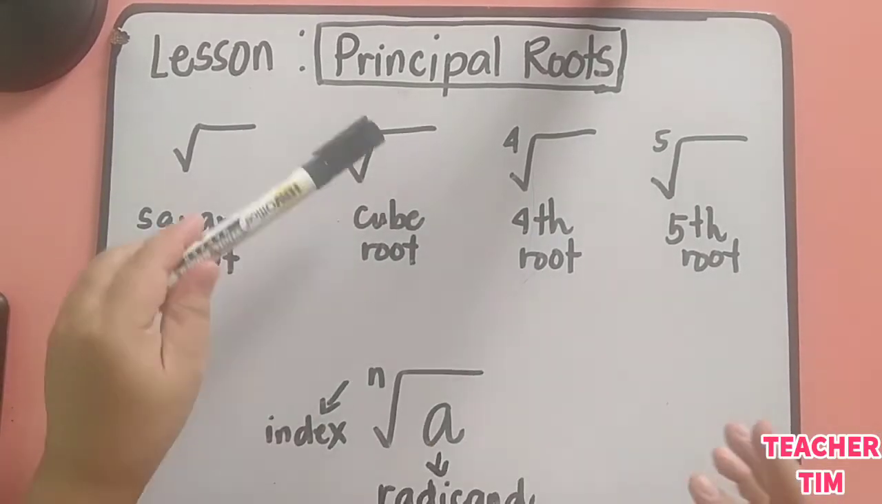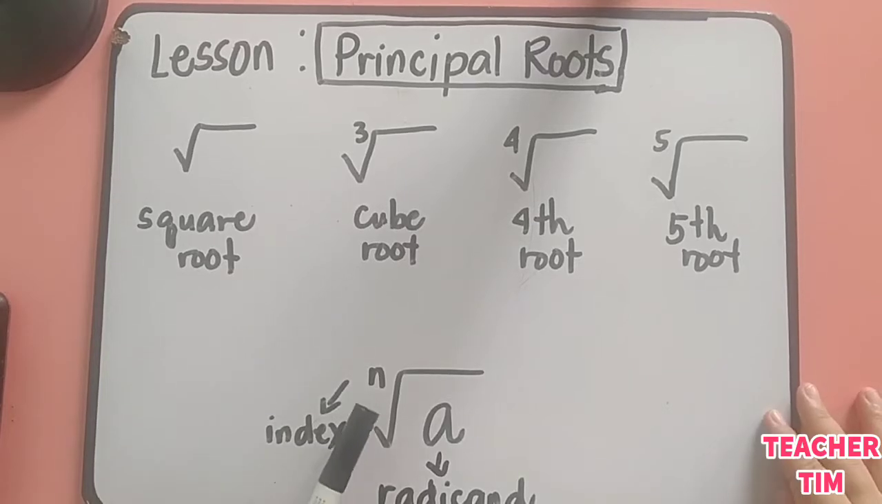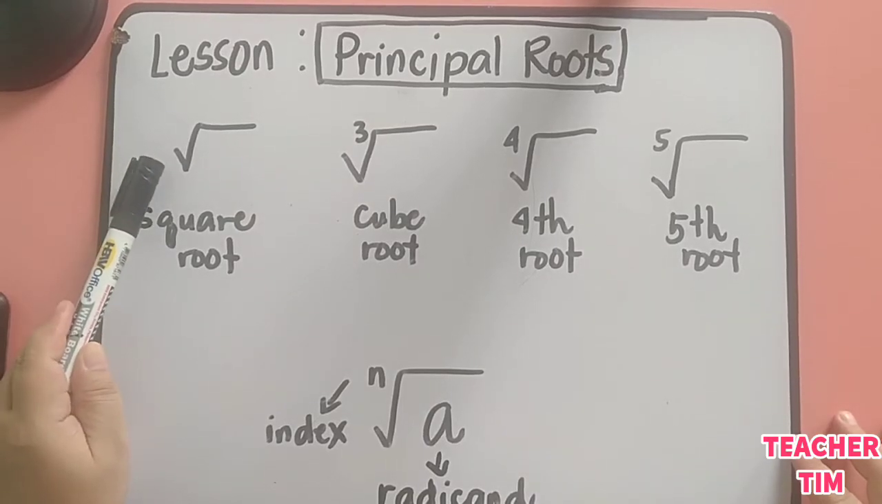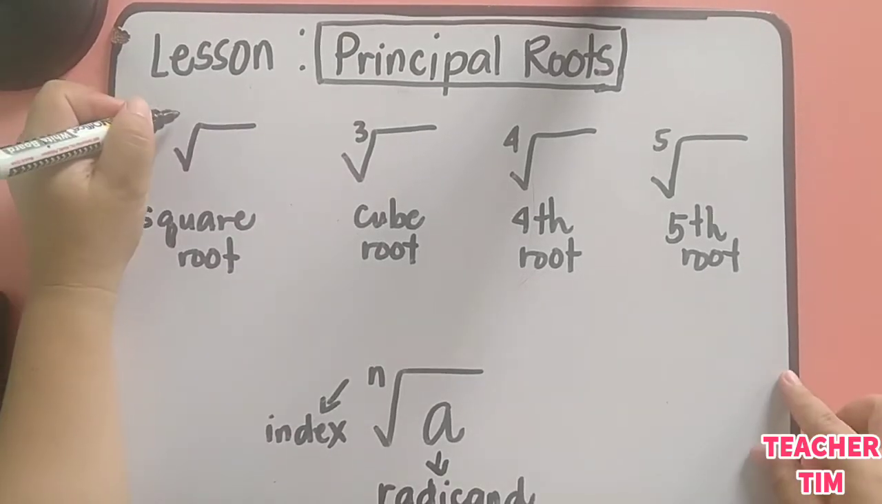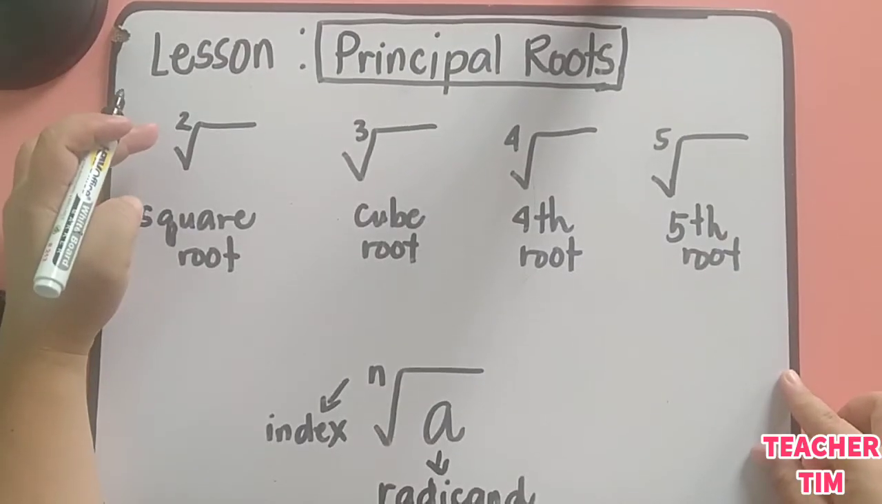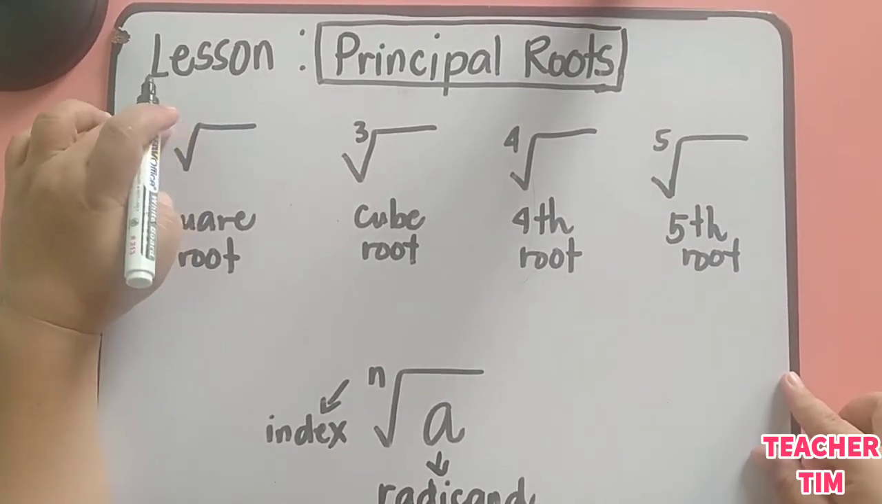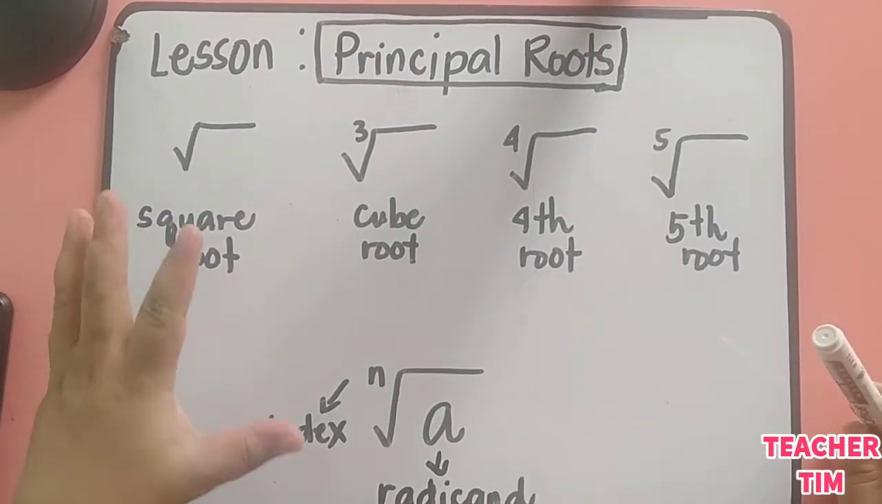Our lesson for today is about principal roots. When we say principal roots, it is expressed as the nth root of A, where n is the index and A is the radicand. We have these examples. This one is read as square root, meaning there is an invisible 2, or the value of the index here is 2. But we will no longer write 2 here because the symbol itself is understood as square root.